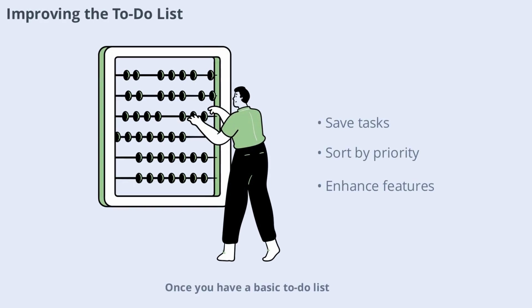Once you have a basic to-do list, you can make it even better by adding features like saving tasks to a file or sorting them by priority. This scene will show you how to enhance your program and make it more user-friendly. By building on your foundation, you'll gain confidence and learn how to tackle more complex projects.